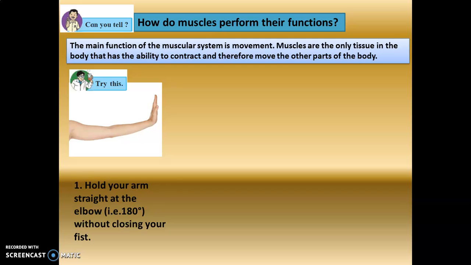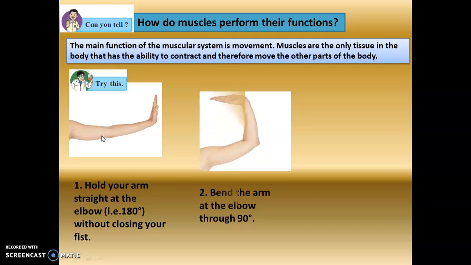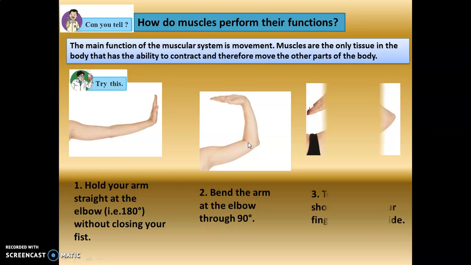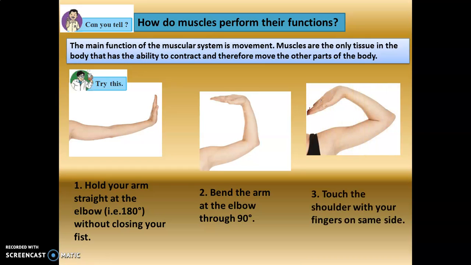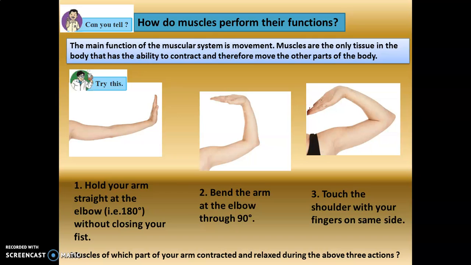Let's try a small activity. First, hold your arm straight at the elbow, that is 180 degrees, as shown in the diagram. Next, bend the arm at the elbow at about 90 degrees as shown here, and then touch the shoulder with your finger on the same side. You have to feel the muscle. When you are doing this action, you have to feel how your muscles are responding. Which muscle of your arm contracts and relaxes during the above action?